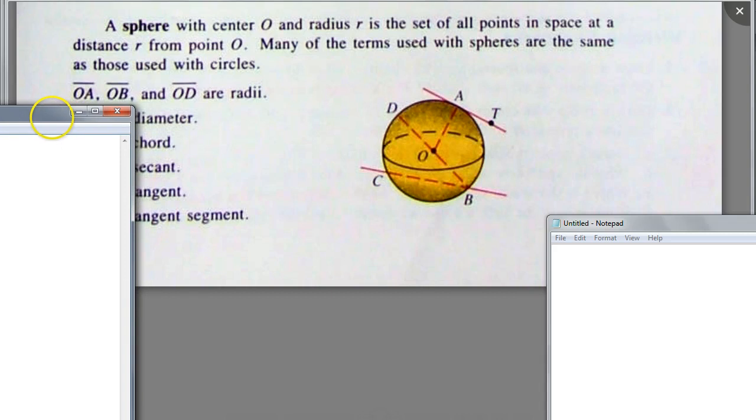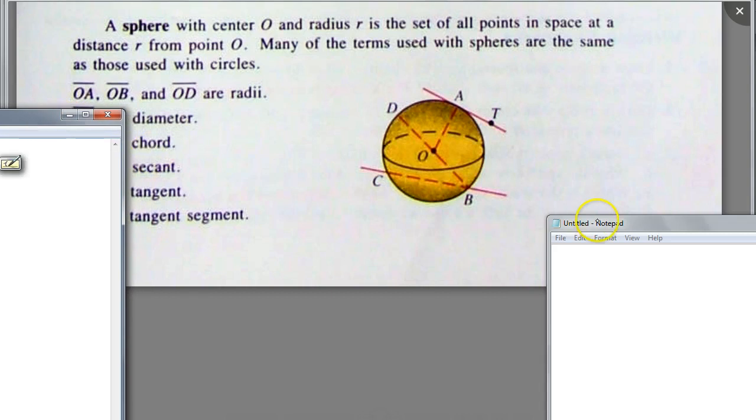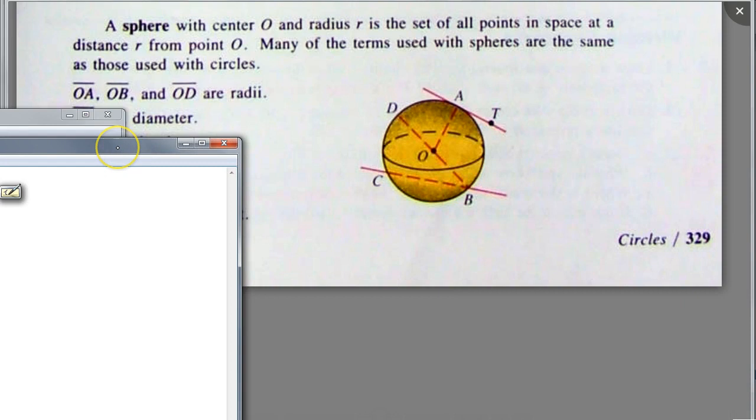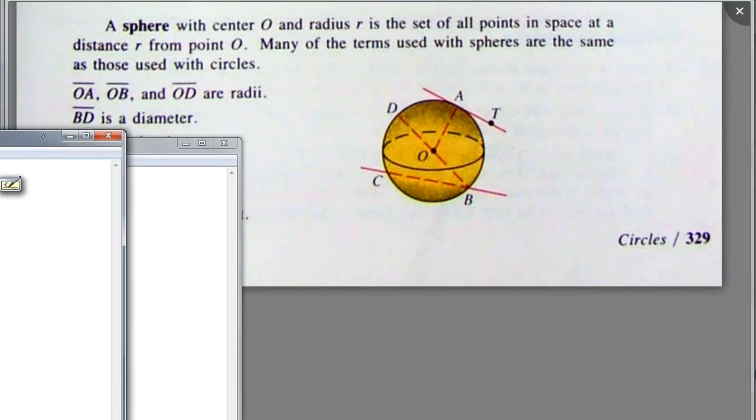All right, somebody give me the diameter of the sphere. What would the diameter of the sphere be? How about Shanna? Which one? DB, good. So there's the diameter. With the given points, how many diameters could you draw in this sphere? Infinitely many, but with the given points, DB will be the one.